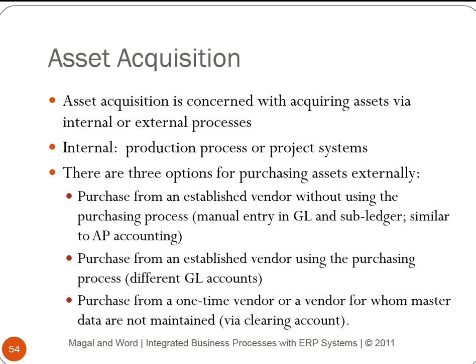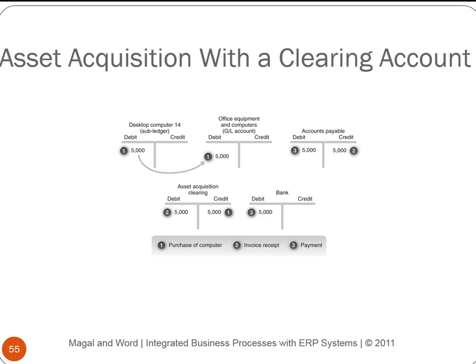Asset acquisition takes care of the internal and external processes. This describes the three processes of purchasing assets externally, and you can go through them. One is an established vendor, the other is a one-time vendor. For the established vendor, there are two ways: one is using the purchasing process, the other is without following the purchasing process.